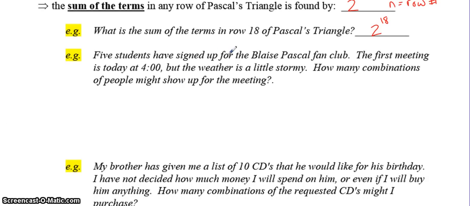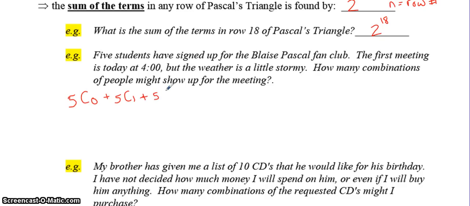5 students have signed up for the Blaise Pascal fan club. The first meeting is today at 4, but the weather is a little stormy. How many combinations of people might show up for the meeting? So in this case, there are 5 people, but it could be none that show up. Or, out of the 5 people, 1 could show up.